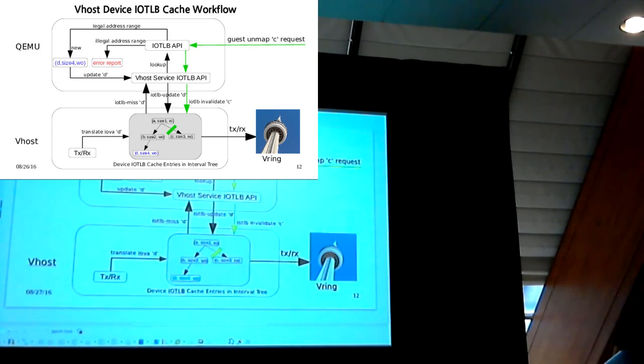Okay, last question. You showed some numbers for dynamic mapping. You said that with dynamic mapping, the performance is kind of worse. Is that because with ATS, you have to invalidate all the way down to the device? Sure, that's true. Okay, thank you very much for your time.